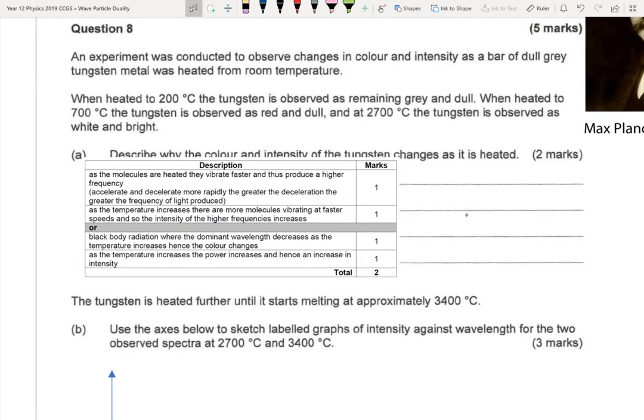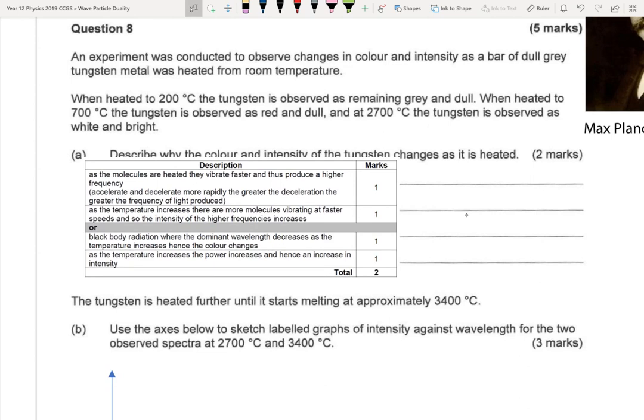Doesn't really answer, as temperature increases, there are more molecules vibrating at faster speeds, so the intensity of higher frequencies increases. Or you could attempt to explain Wien's law. Wien's law. What was his name? Wilhelm Wien. But Wien's law is not in the syllabus. But this is the definition of Wien's law that states as temperature increases, the peak wavelength decreases.